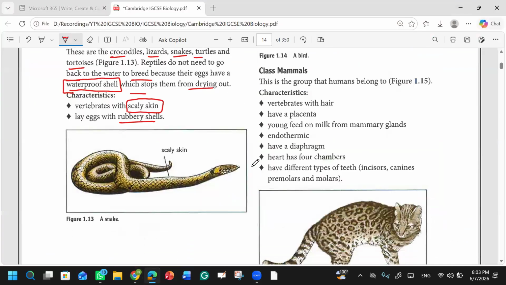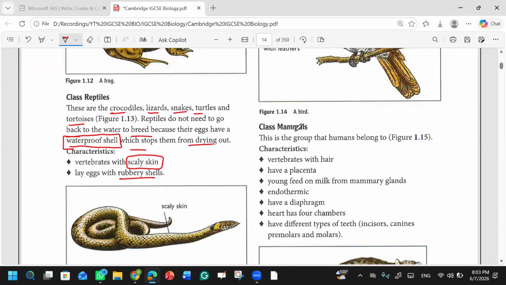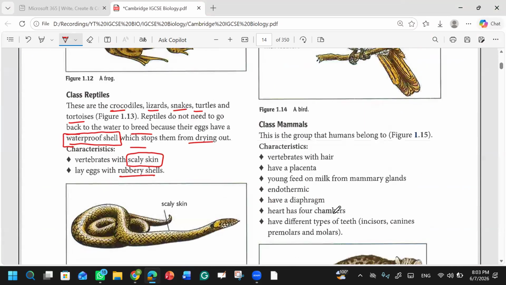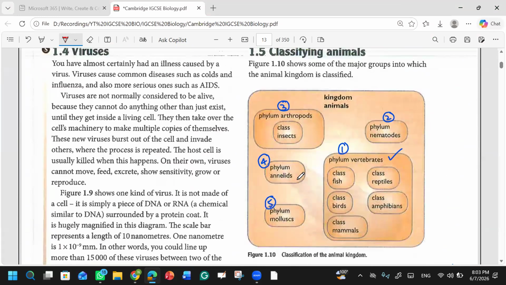The last class of the phylum vertebrate. We have discussed class fishes, reptiles, birds, amphibians. Now we are going to discuss the class mammals. This is a very important part, because from this most of the time they ask the questions in the P1, the MCQs, and sometimes they can give you a question in the P2, that write the characteristics of all the classes of phylum vertebrate in the long question. So this is important. You must memorize these.